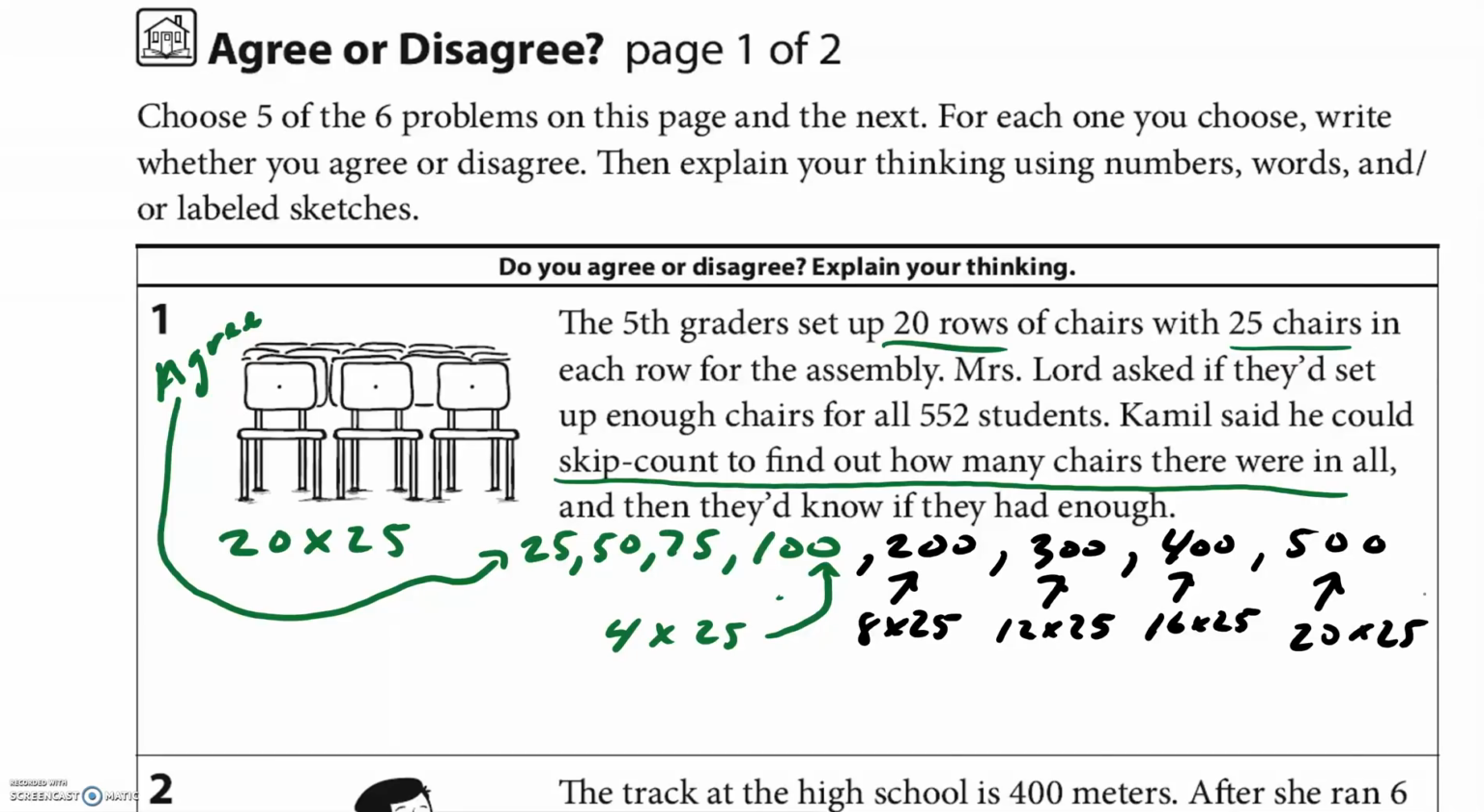So some of you said disagree because there's not enough chairs. But the question wasn't officially if there were enough chairs. They're just wondering if you could skip count. So the official answer is agree. You can skip count. If you wanted to figure out if there's enough chairs, we would disagree. But I'm just going to say not enough chairs. They better, hopefully they figure that out before the assembly happens. Okay. All right. Let's do the next one.